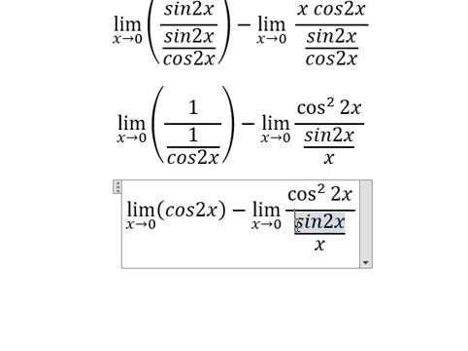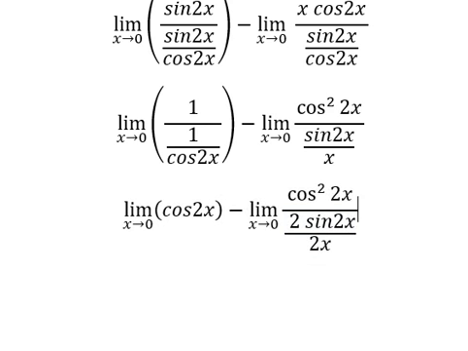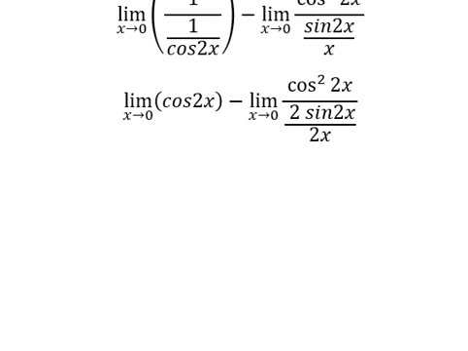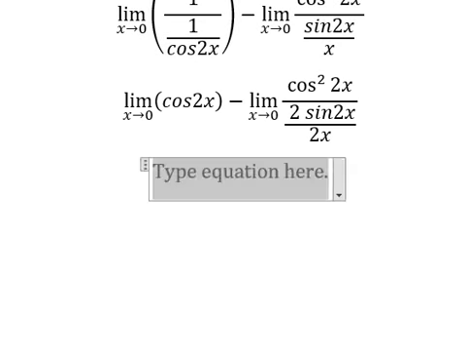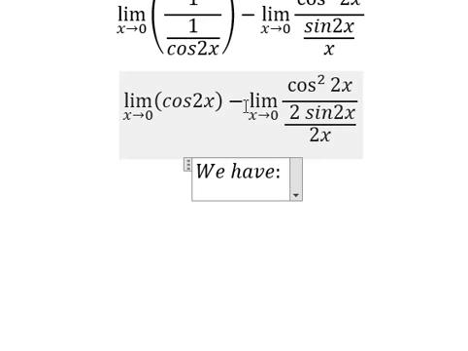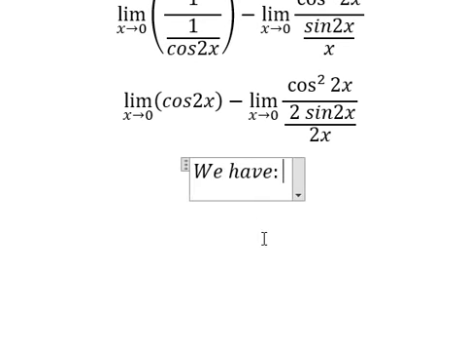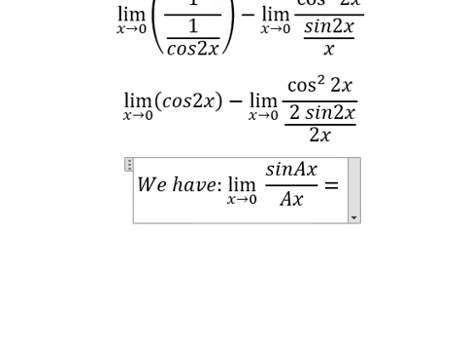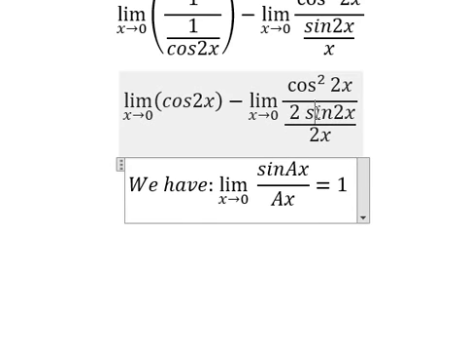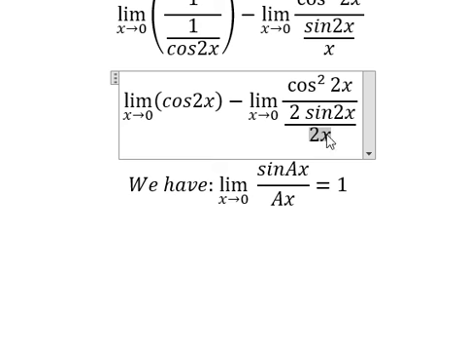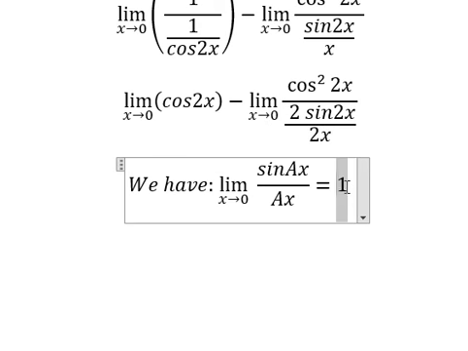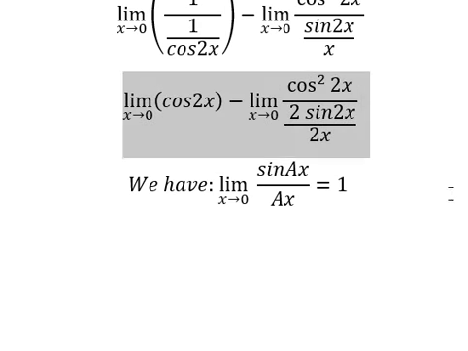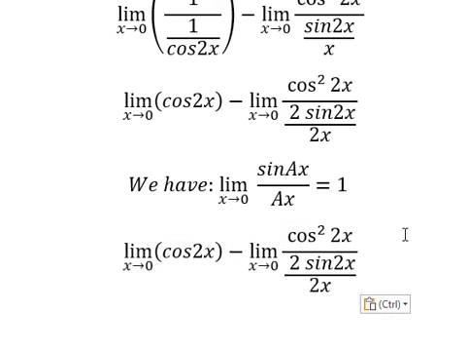The next one I will put number 2 on the numerator and denominator. So we have the formula in here: sin AX over AX, we have number 1. So that means sin2x over 2x with x approaching number 0, you get number 1. Now we have the final answer.